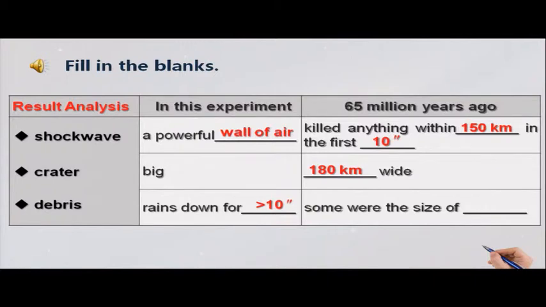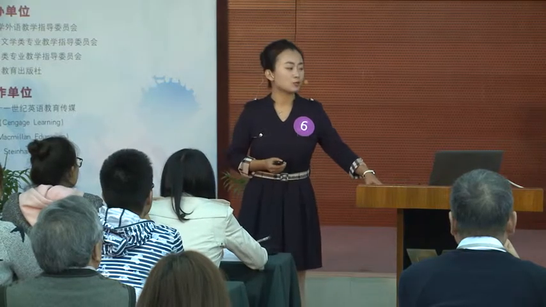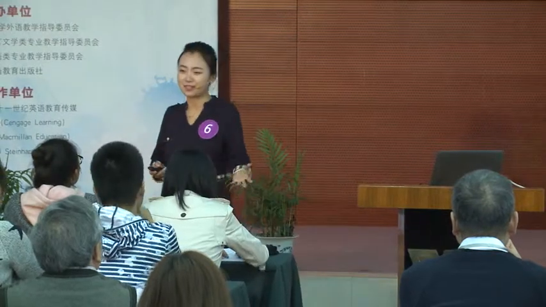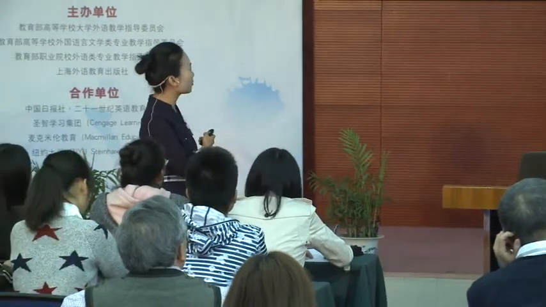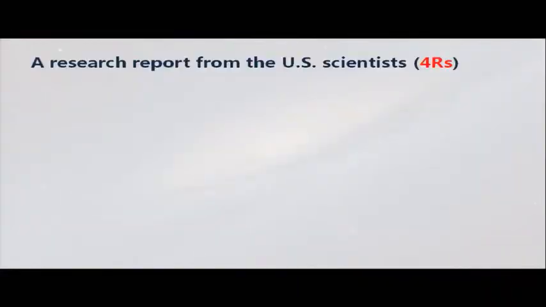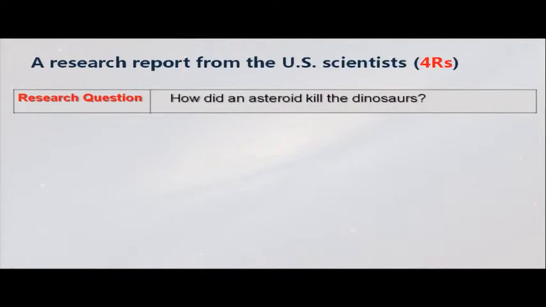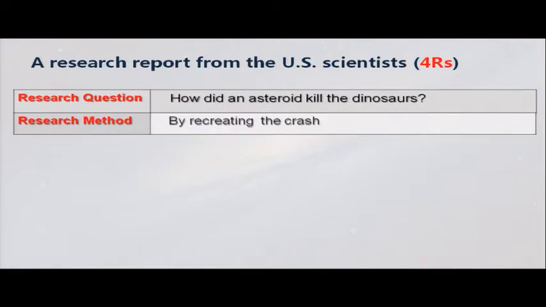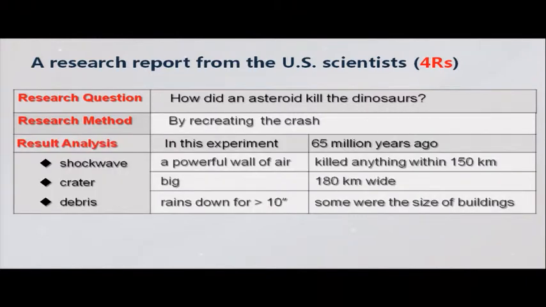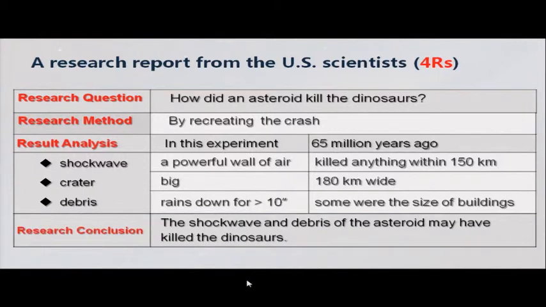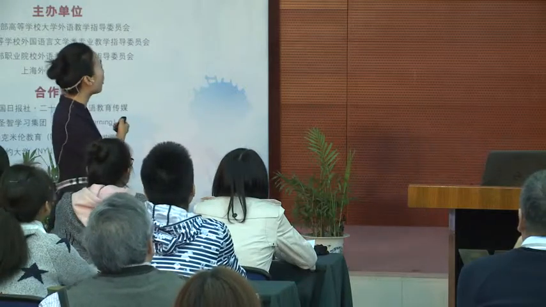Good job. Okay. So, actually just now we can say you have helped the scientists from the United States to fill in a research report form. Okay? Or let's have a little bit review, okay? We started with this research question, right? How did an asteroid kill the dinosaurs? We learned that their research method was by creating the crash. And just now you have complete the result analysis, right? It seems that we can come to the conclusion that the shockwave and debris may have killed the dinosaurs. Or we say these are the 4 R's.